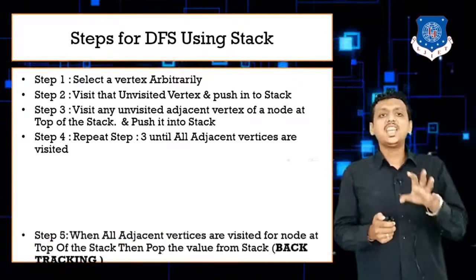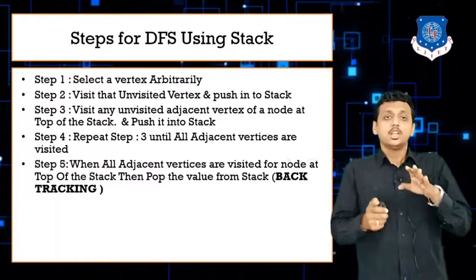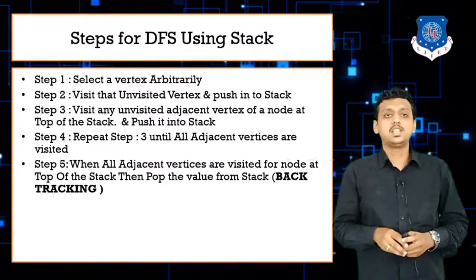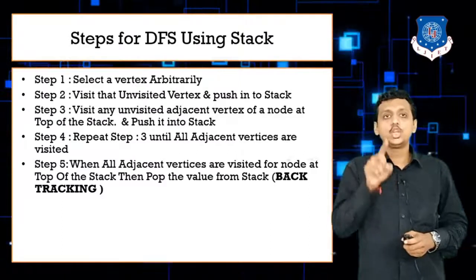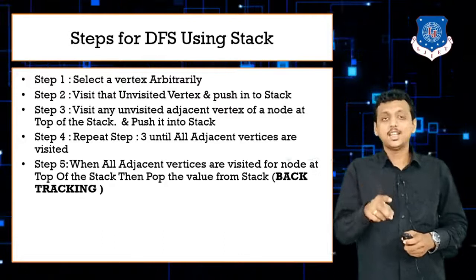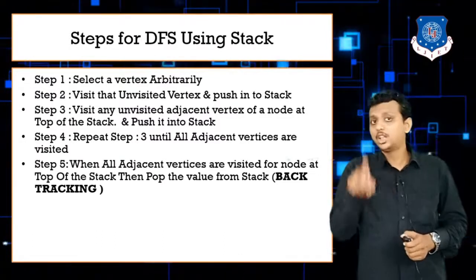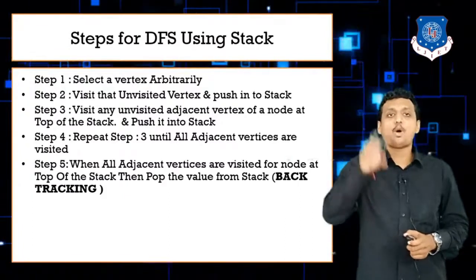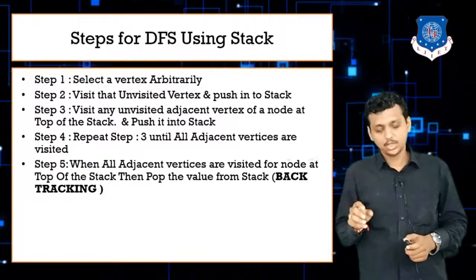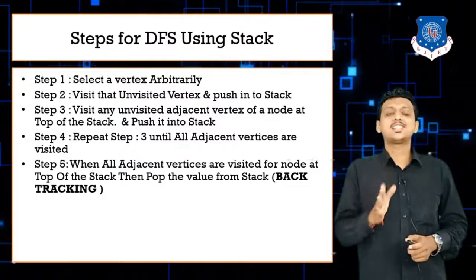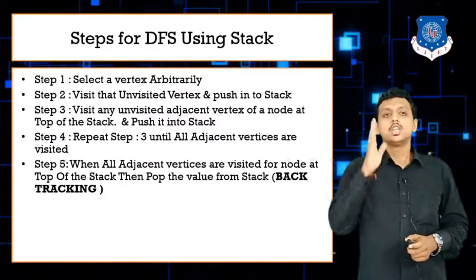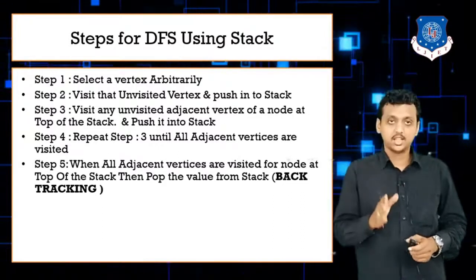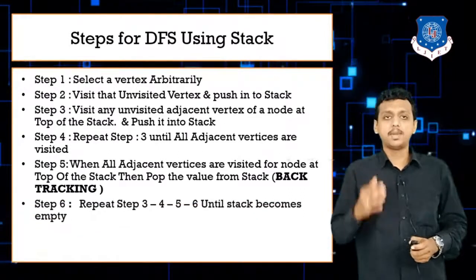Now what happens if all adjacent nodes of a particular node are visited? At that time you need to do backtracking in terms of the algorithm. In backtracking, we just pop the element from the stack. If the node has all adjacent nodes visited, then you need to do backtracking and pop that node from the stack. Okay, so you need to repeat this step again and again.